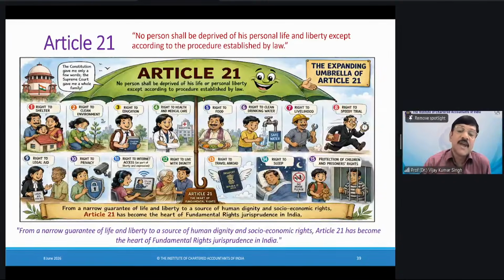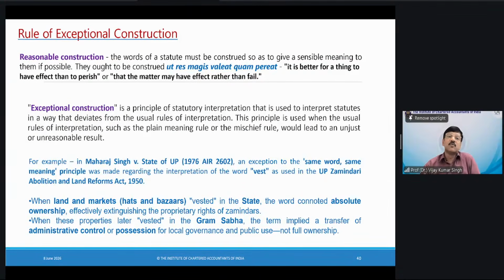Now let us look at another construction that is called the rule of exceptional construction. The rule of exceptional construction comes from the maxim ut res magis valeat quam pereat, that it is better for a thing to have effect than to perish. So it is basically saying that you don't fail the legislation.